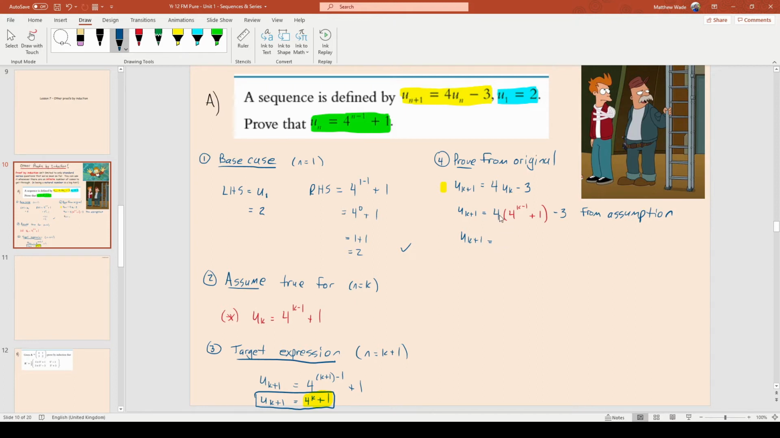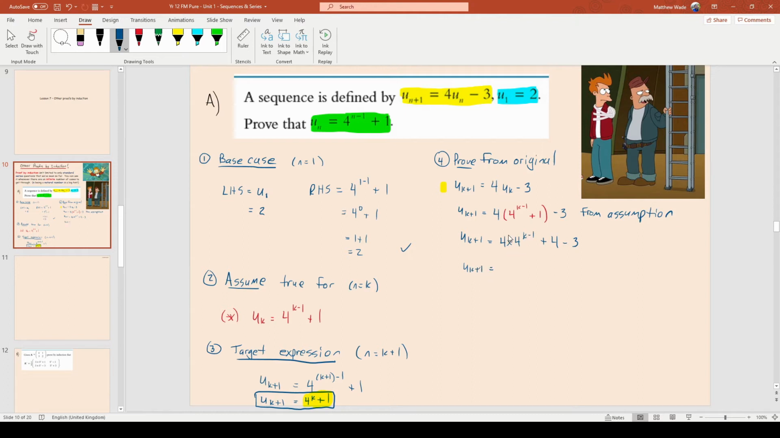This is going to be 4 times 4 to the k plus 1. Well, I'm going to show that as an extra step to make sure you guys get it. Well, it's just going to be this. It's going to be 4 times 4 to the k minus 1, and it's going to be plus 4 when you times it onto the 1, minus 3. Okay. My buddies, what can you do with these things here?